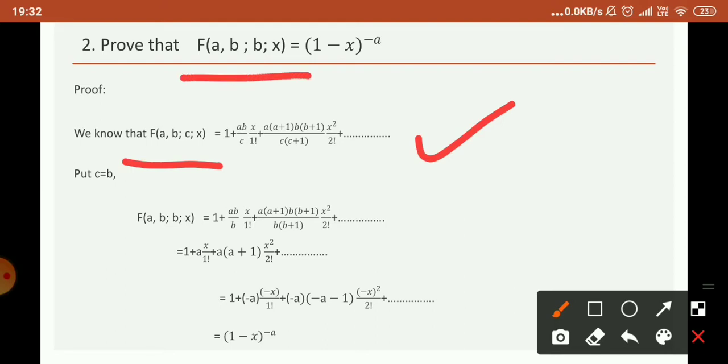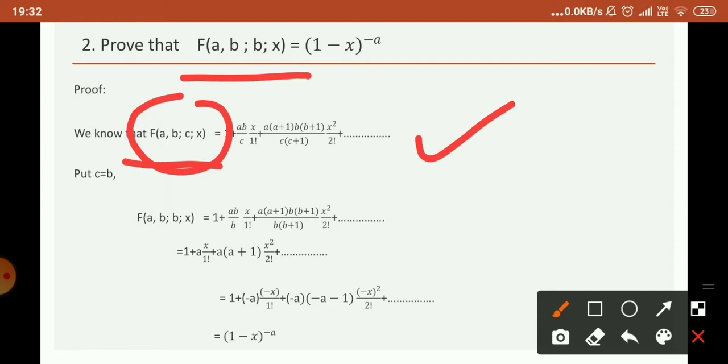Now for proving this result, we compare these two and we see that here b is replaced by c. That means you have to put c equal to b, and if you put c equal to b here, and on the other side, you get this term where the b terms are cancelled and we are only left with 1 plus a into x upon 1 factorial plus a into (a plus 1) into x square by 2 factorial and so on. Now up to this it is right, we just put.